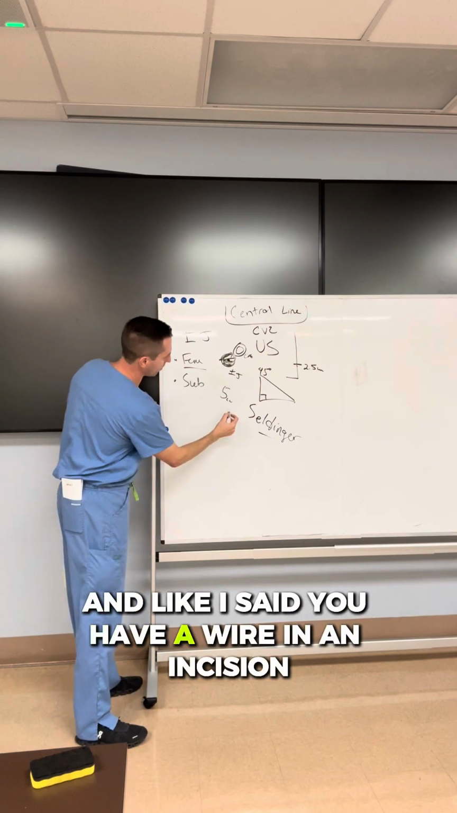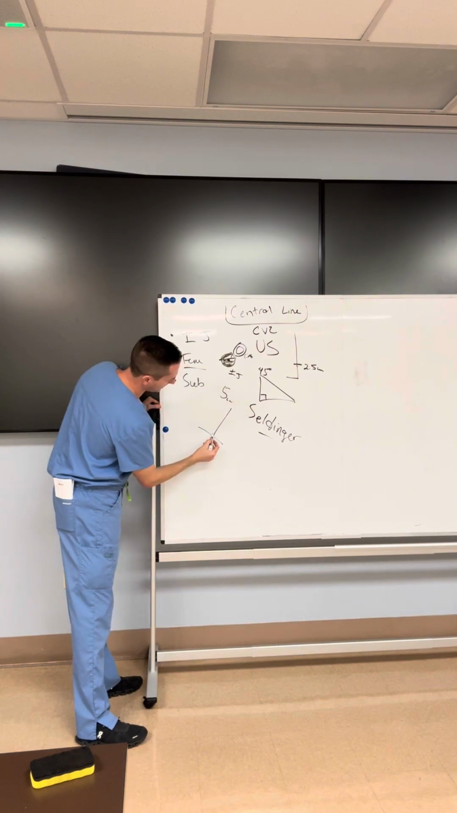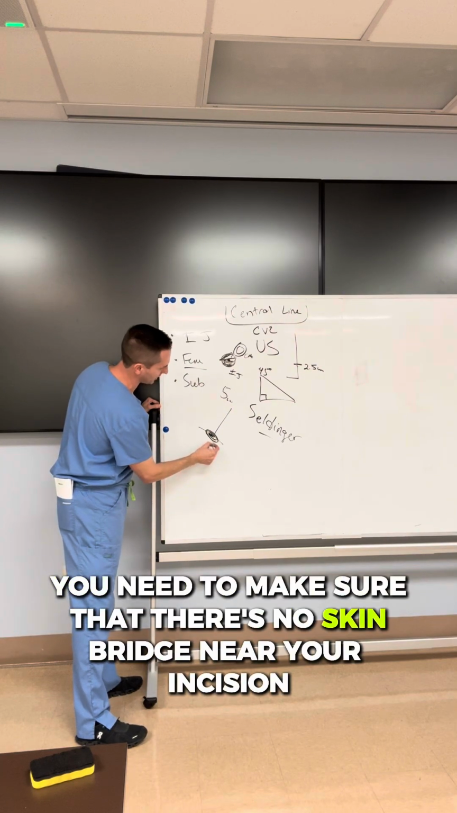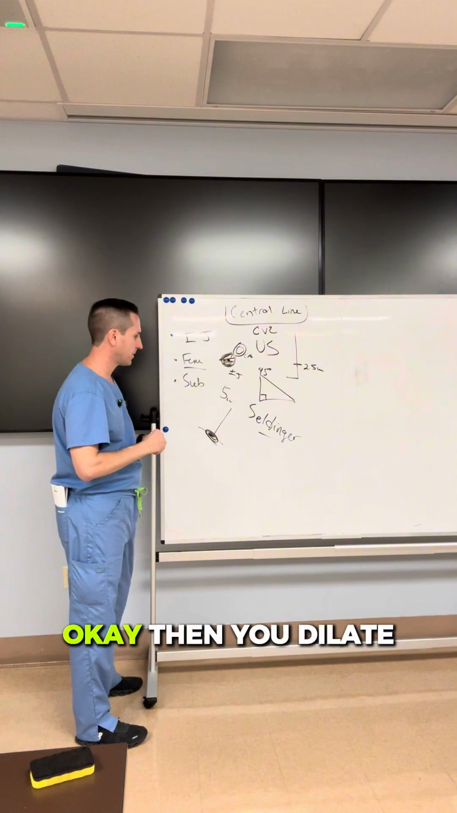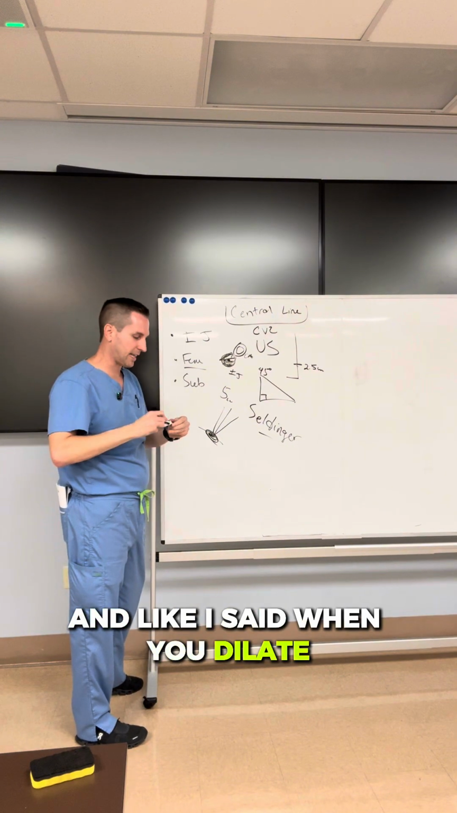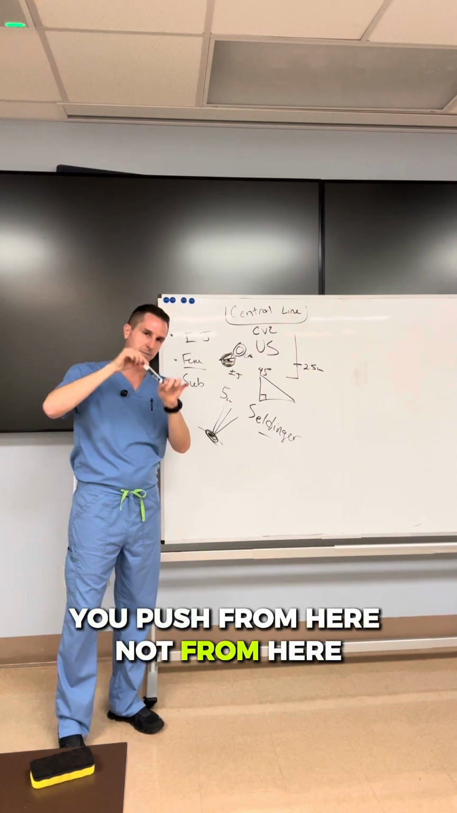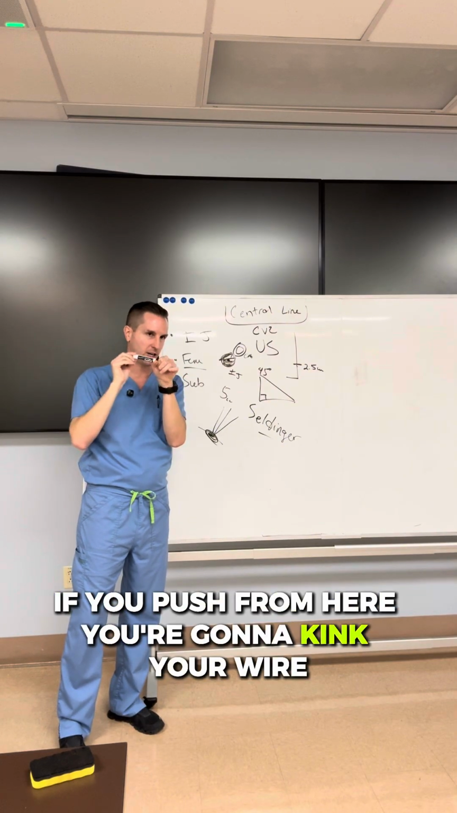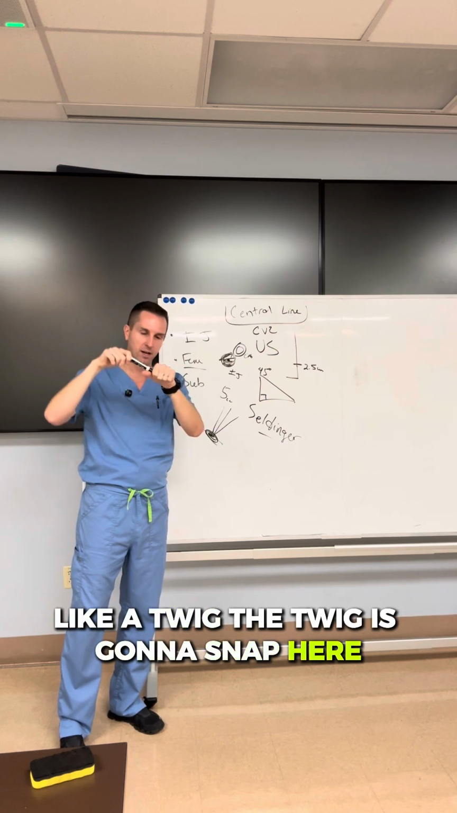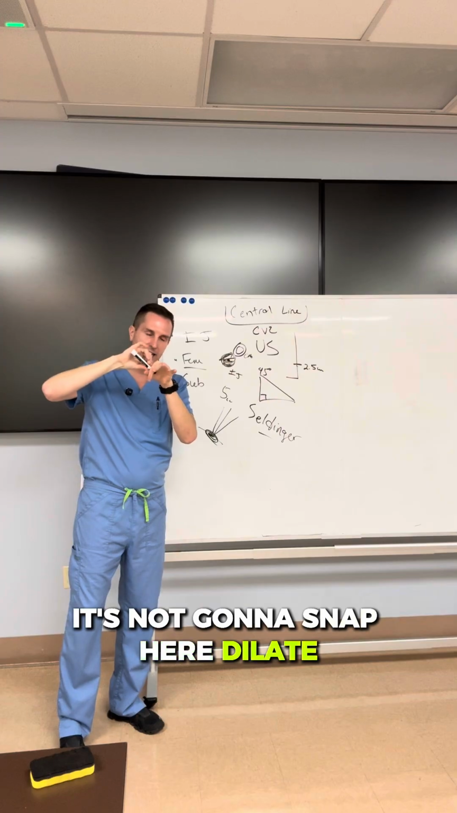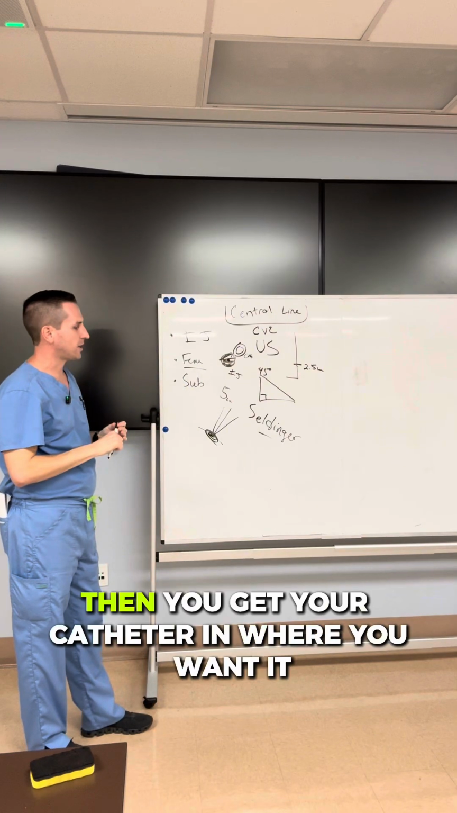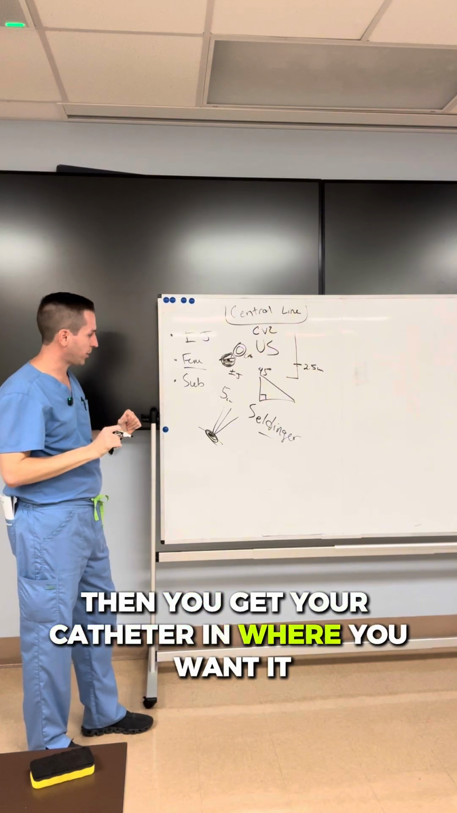And like I said, you have a wire and an incision. Sometimes you get what I call a skin bridge here, so you need to make sure that there's no skin bridge near your incision. Then you dilate. And when you dilate, you push from here, not from here. If you push from here, you're going to kink your wire. It's just like a tree branch, like a twig. The twig's going to snap here, not here. Dilate, wiggle the wire. Dilate, wiggle the wire. Then you get your catheter in where you want it.